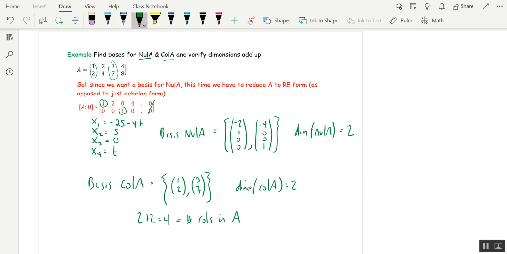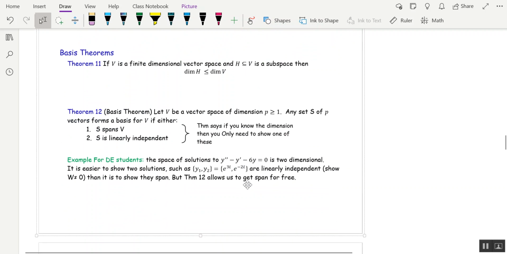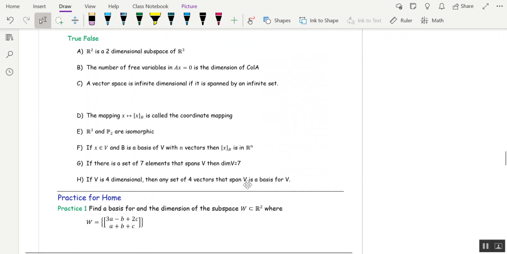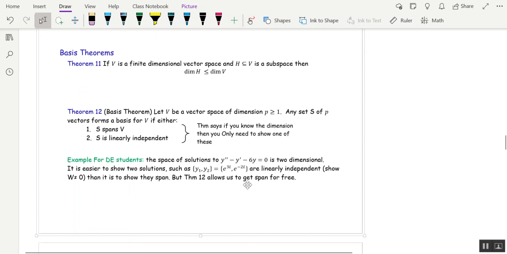If we got dimension null A was 3 and the dimension col A was 2, we'd have a problem because 5 is more than the number of columns in A. It has to be equal to the number of columns in A when you add up. Okay, so we're almost done. Some basis theorems, and then I'm going to do true false, and then you've got a couple practice problems for home that are super simple.